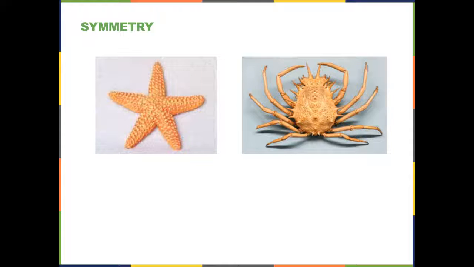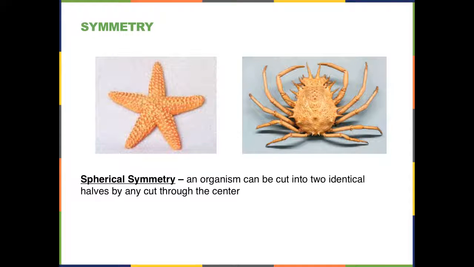One thing that we have to introduce is the concept of symmetry, and there are actually a lot of different ideas about symmetry. It's important to understand this concept because it helps you classify these various organisms. Symmetry can be divided into three different parts, one of which is known as spherical symmetry. Spherical symmetry is when an organism can be cut into two identical halves with any cut that moves through the center of the creature.